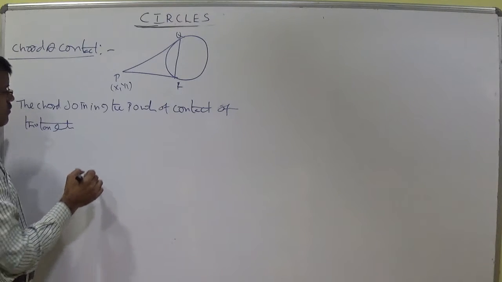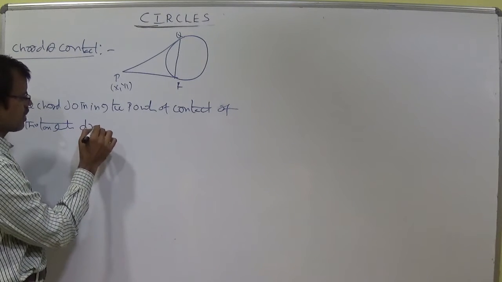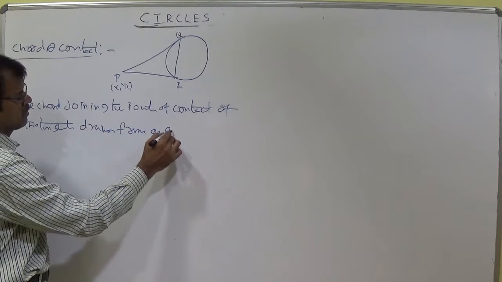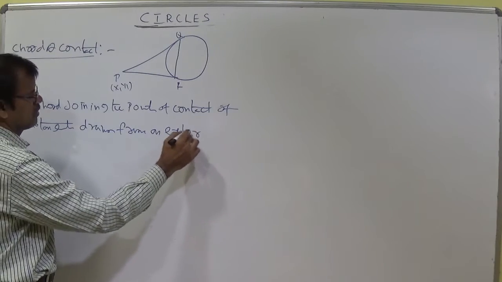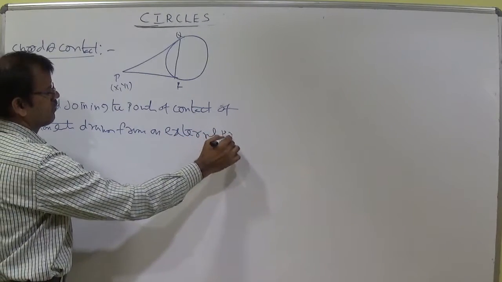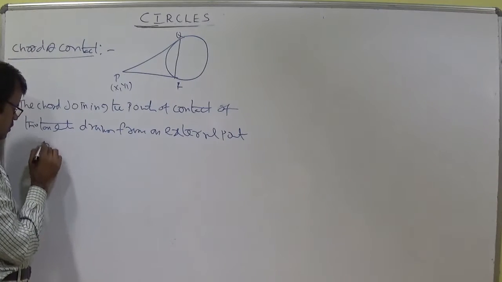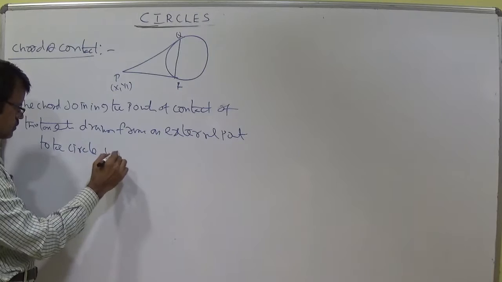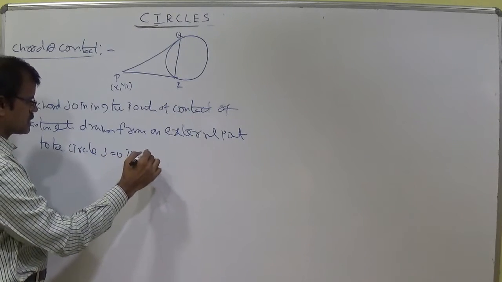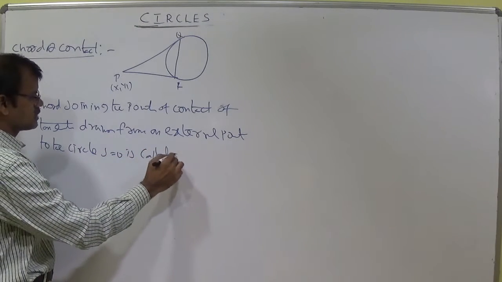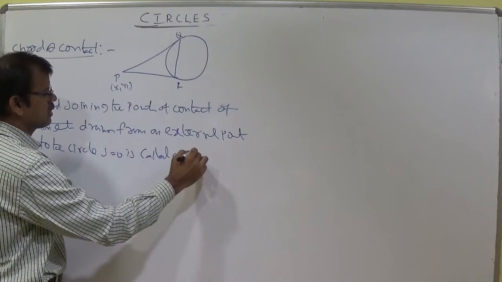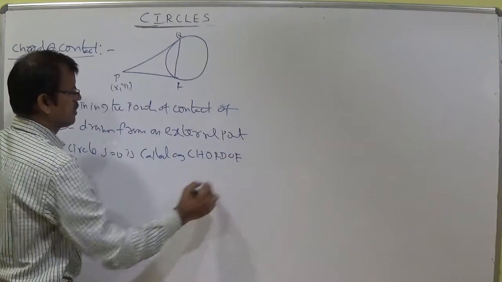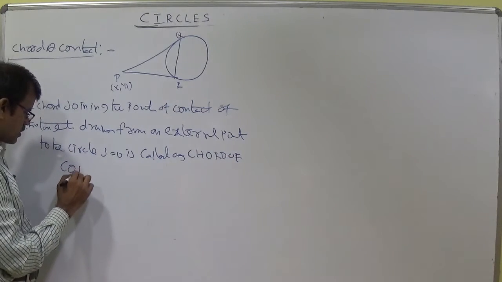Points of contact of two tangents drawn from an external point to the circle S equal to 0 is called the chord of contact.